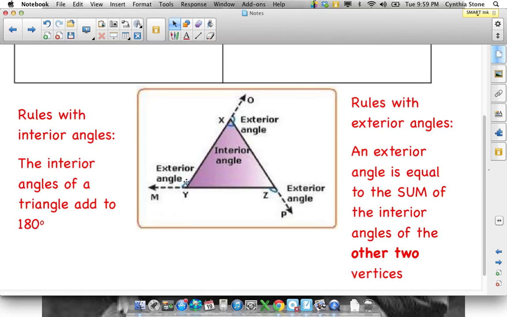The rule with exterior angles is that this exterior angle here, if I take this one right here, is equal to the sum of the other two interior angles. So that means that this one right here is equal to the sum of this interior angle and this one. Okay? So we'll see an example to show you exactly what I mean. This exterior angle will be equal to the sum of this interior angle plus this one, the ones that are opposite it.